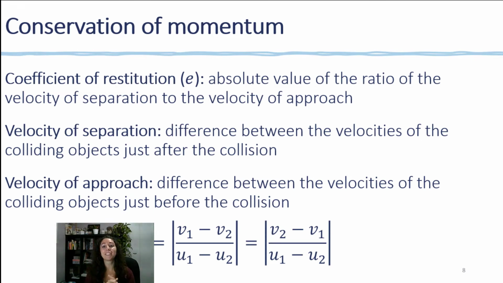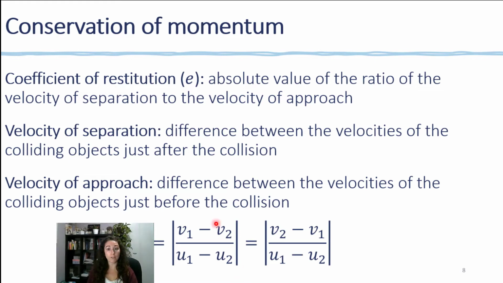Unfortunately, most collisions in sports and in real life are not perfectly elastic nor perfectly inelastic. They're somewhere in between the two. They're still called elastic collisions. They're just not perfectly elastic collisions. And the coefficient of restitution is a means of quantifying how elastic the collisions of objects are.